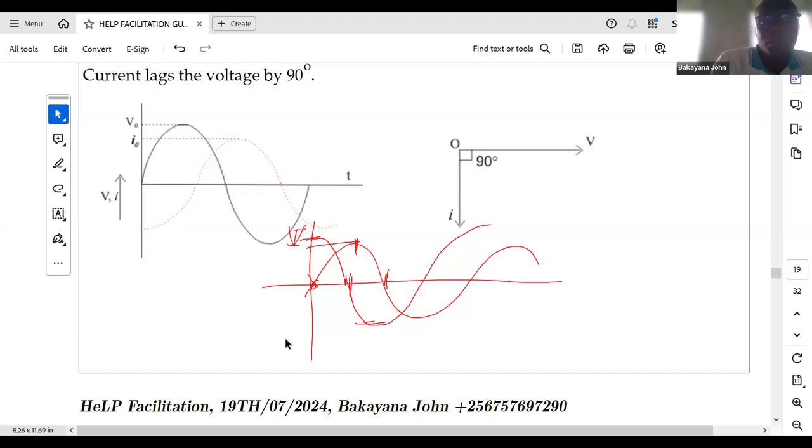We shall consider a point at the very beginning, when current is beginning at 0, voltage is already maximum. Now, when current attains its maximum value, that's when the voltage will be 0, and the difference in phase will be pi over 2. Pi over 2 is the same as 90 degrees. So we say one lags behind the other by 90 degrees. Is that okay?